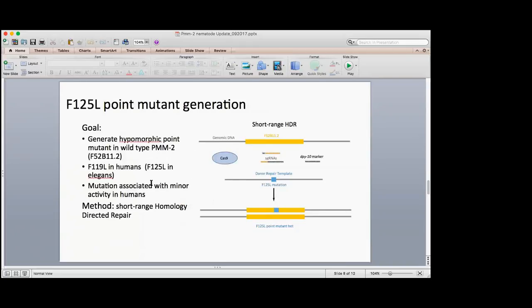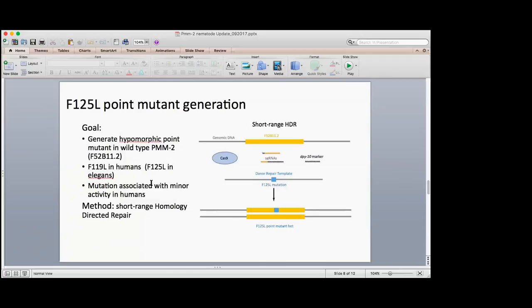Just a little bit about the procedure here to generate a knock-in mutation. It's very easy with CRISPR to generate null alleles or premature stops and other destructive alleles. It's a little bit trickier to generate point mutations, but we can use a procedure where we inject a marker. In this case, it's a dominant marker called DUMP-E10, which allows us to identify individual animals where we've created a mutation.